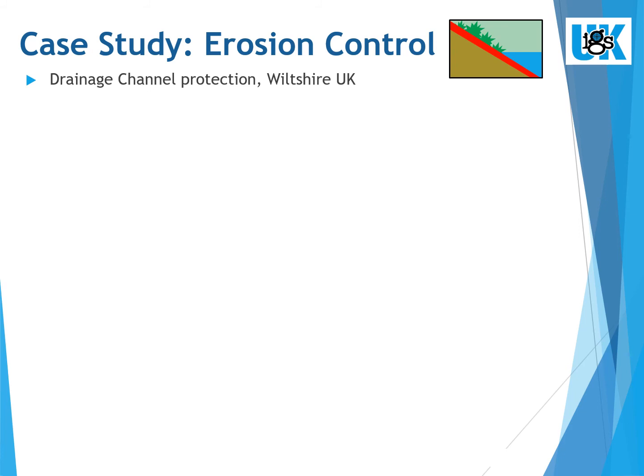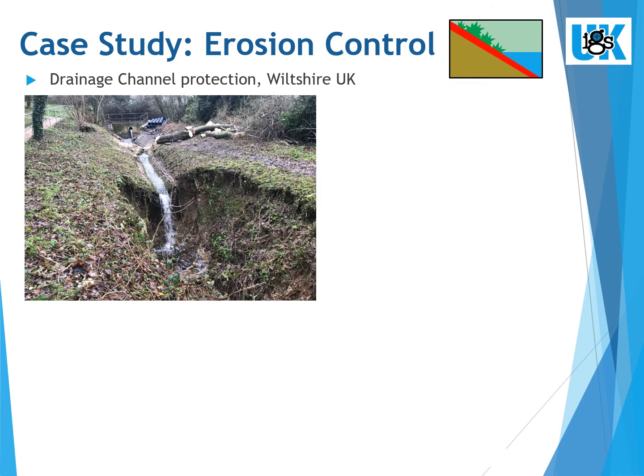This case study is for the protection of a drainage channel in Wiltshire, carrying water from an outfall pipe to a silt trap lagoon before entering a lake. What you can see in the first picture is the result of erosion over time, creating a 3-meter deep scour hole at the interface between the on-line channel and the original channel lined with concrete blocks.